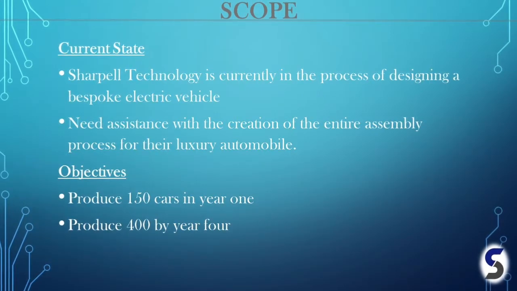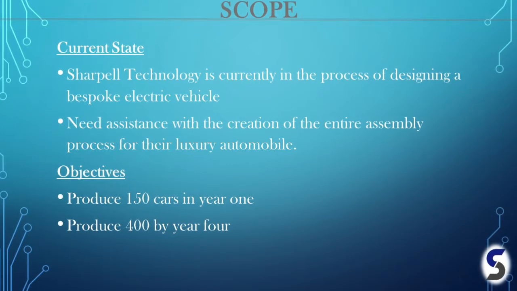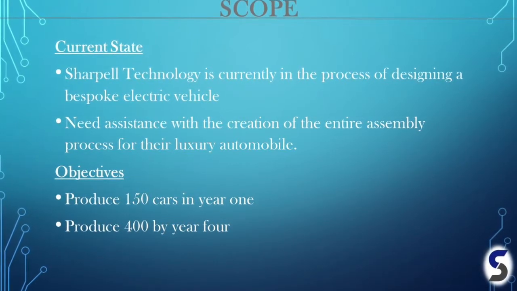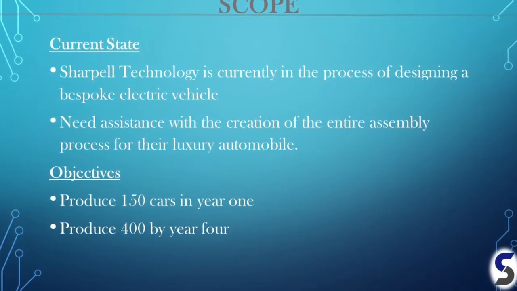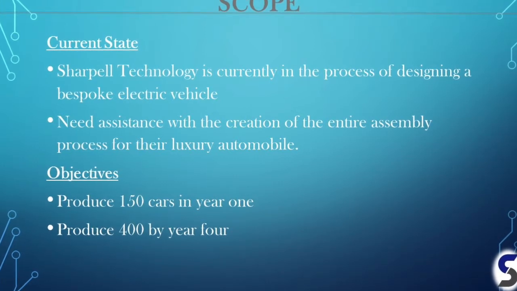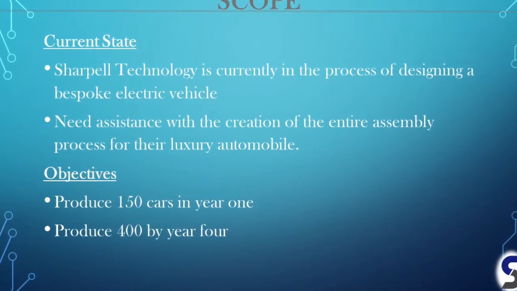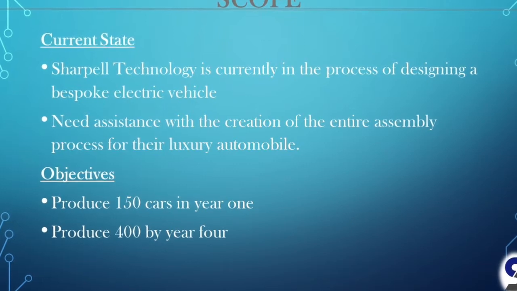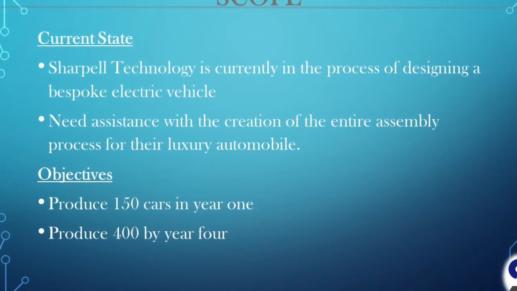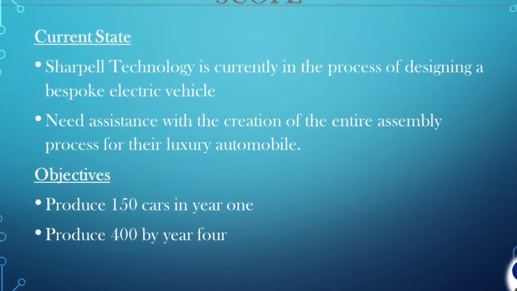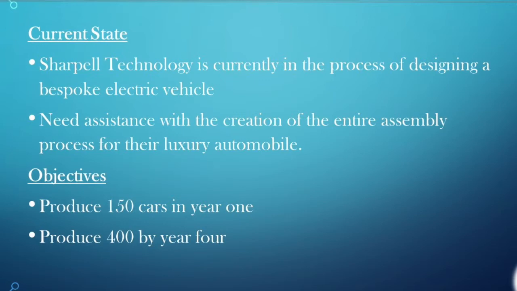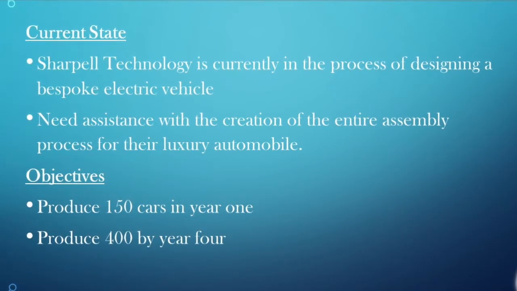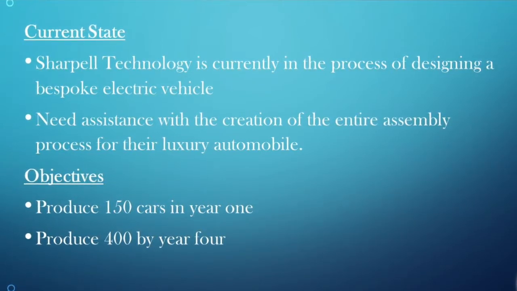Sharpell Technologies wants to create a high-end, fully bespoke electric car. Though the company is still in the design phase of the vehicle, they have begun talking to investors about the manufacturing and assembly of their future electric vehicle. With little knowledge about facilities planning, they need assistance with the design of their manufacturing assembly line. Right now, they plan on producing around 150 cars in their first year, with the hopes of growing to producing 400 high-end cars by their fourth business year.